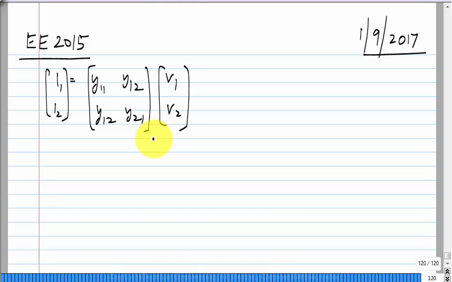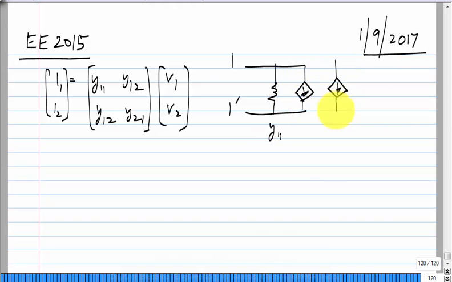And we also have the circuit form, circuit representation of this, in which we have a conductance Y11 at port 1, Y22 at port 2, Y21 V1 and Y12 V2. Okay.